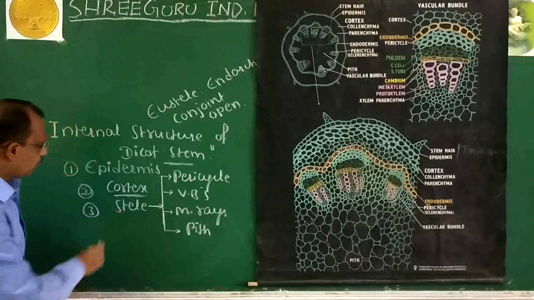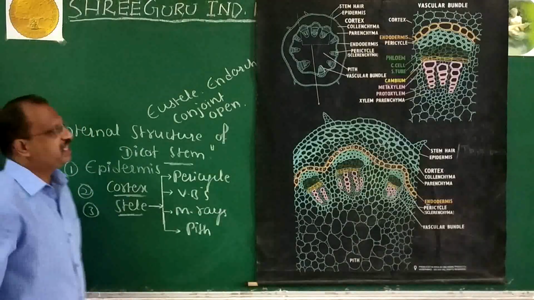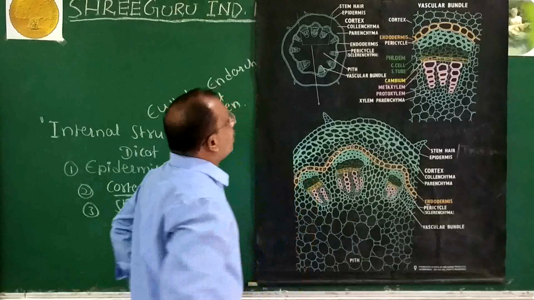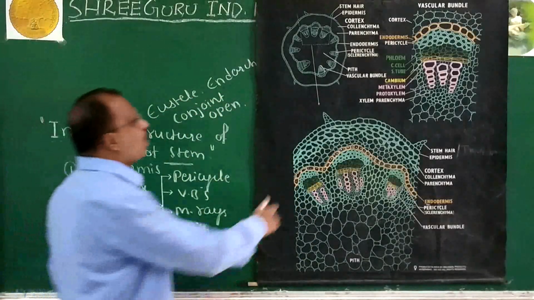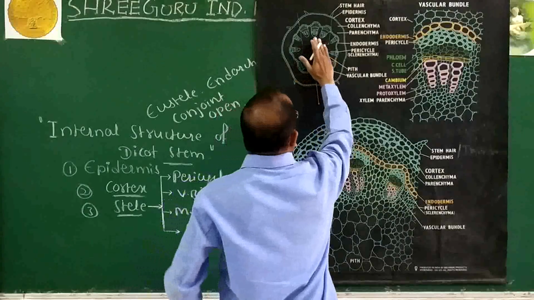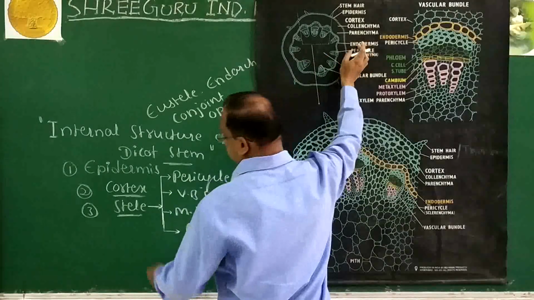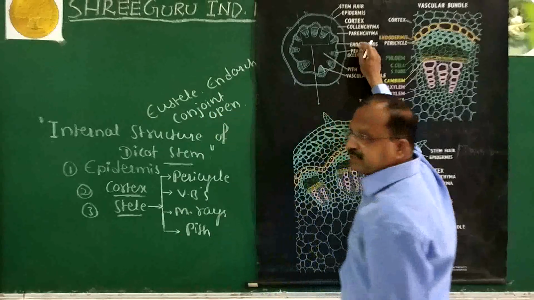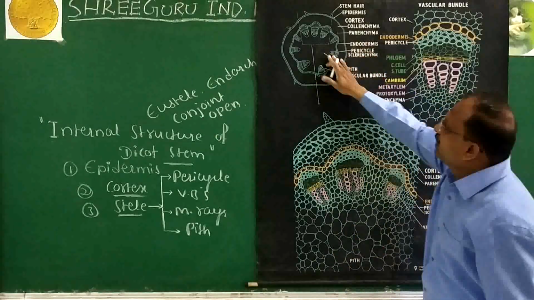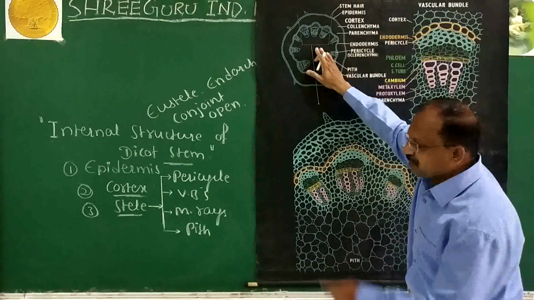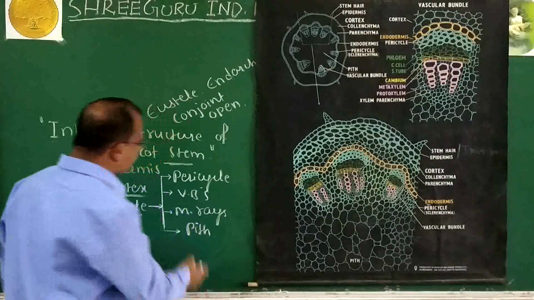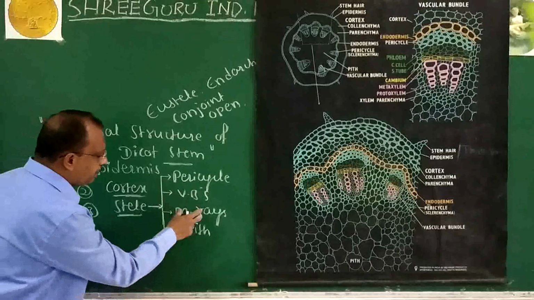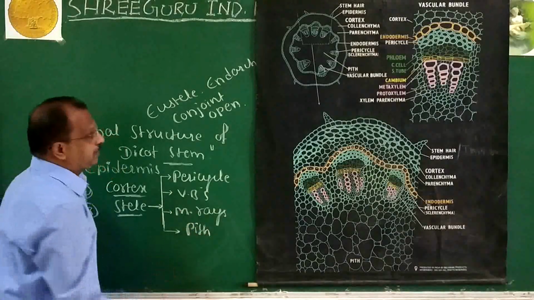Okay. Now look over the last matter, stele. All the tissue which is present within the endodermis is called as stele. It is composed of pericycle, vascular bundles, medullary ray, and pith.